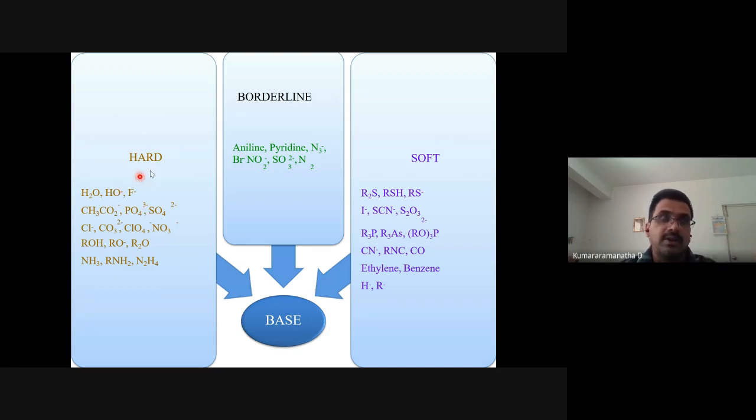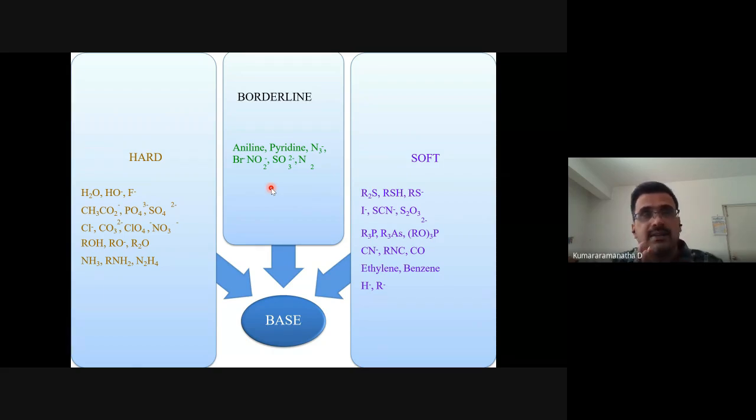So a very good example for hard base is water. You can see two lone pairs of electrons and oxygen's electronegativity, hydroxide group. So many of you know that hydroxide is a very good base. Okay, and F minus, electronegativity and so on. And amines, ammonia, hydrazine, all such. And soft bases: thiol, sulfate anion, cyano group, carbon monoxide, benzene. These are all soft bases, and in between them, like aniline, pyridine, and so on, those are borderline.